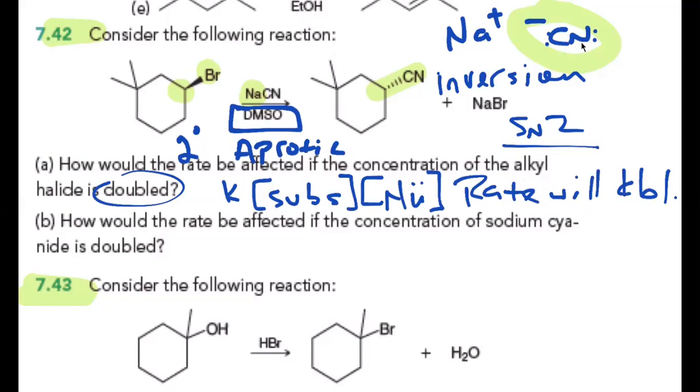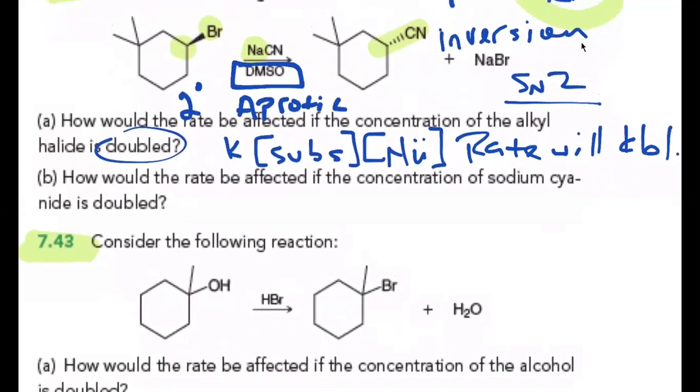B says, how would the rate be affected if you double the concentration of the nucleophile, sodium cyanide? What would happen? It would be doubled as well. That would be like keeping the substrate the same and doubling the nucleophile.